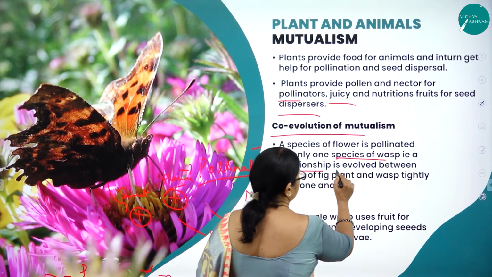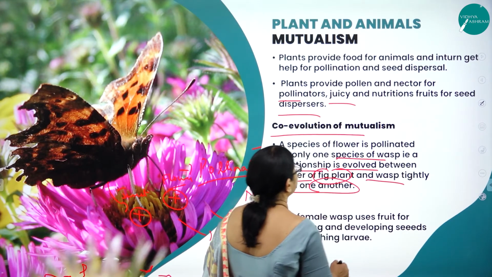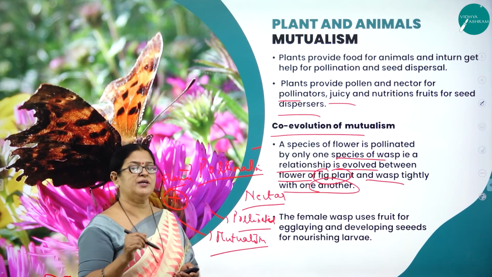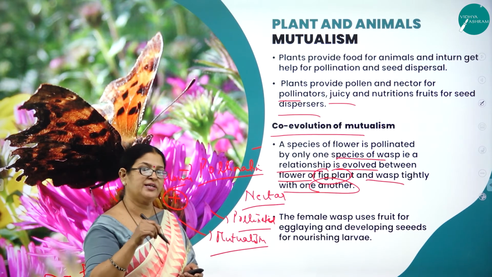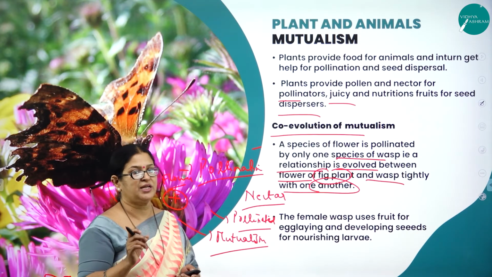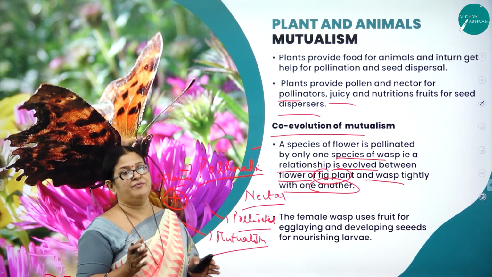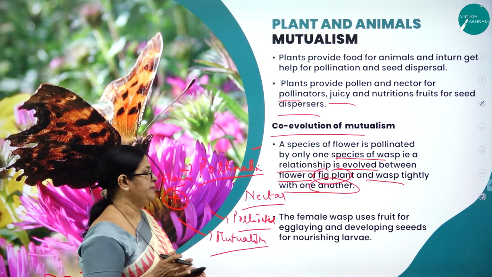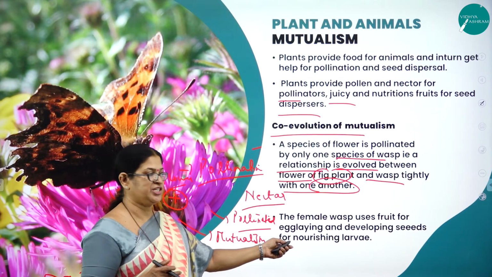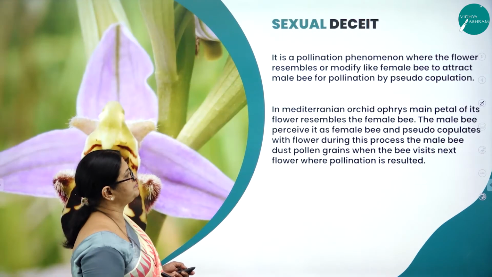That is, a relationship has evolved between the flower of the fig plant and the wasp, tightly with one another. I think all of you might have come across a fruit called fig. There is one particular type of wasp which goes inside the flower and lays eggs. So obviously what will happen? The pollen grains stick to the legs and the flower gets pollinated. Both are very closely interrelated. The female wasp uses the fruit for egg laying and developing seeds for nourishing larvae. So this is an example of co-evolution of mutualism.